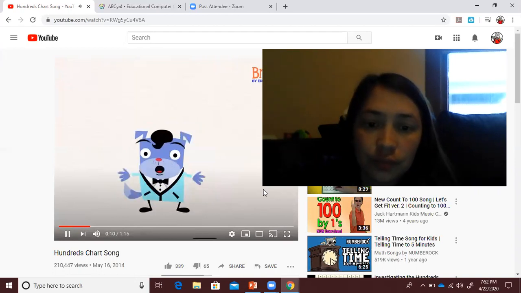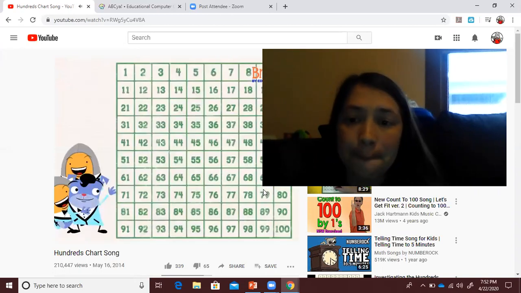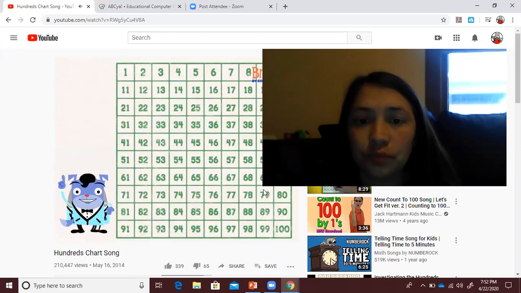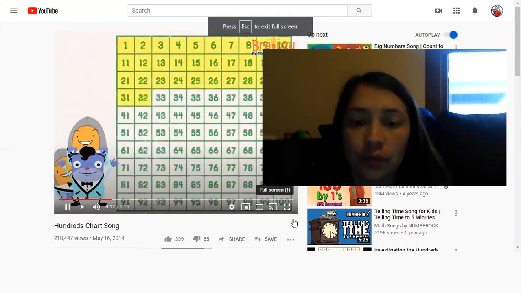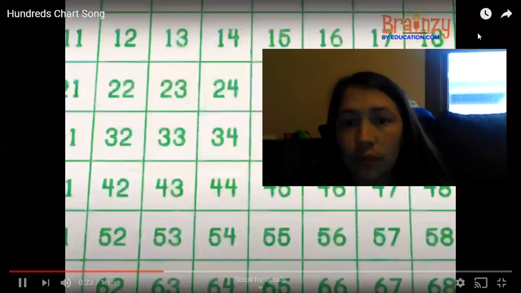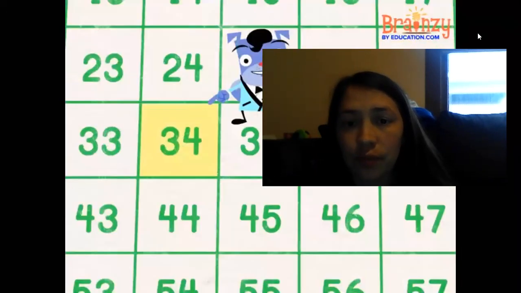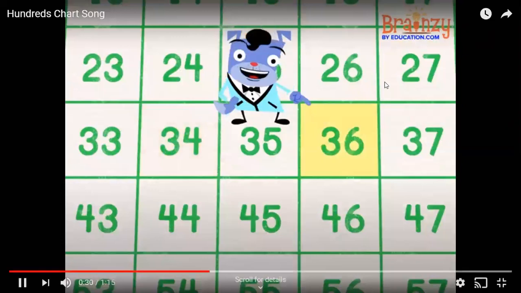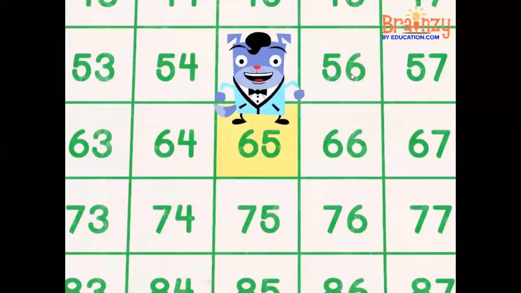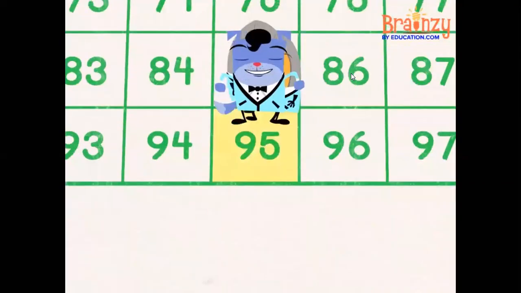Let me tell you about the hundreds chart. When you're counting, it's a place to start. Start at one and count up one by one till you're at 100 and you're done. Move left and it's one fewer. Move right and it's one more. Jumping down the column gives you 10 more than before.